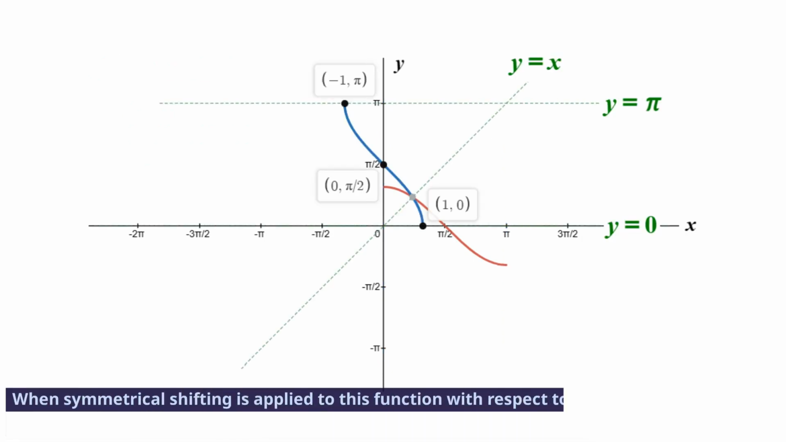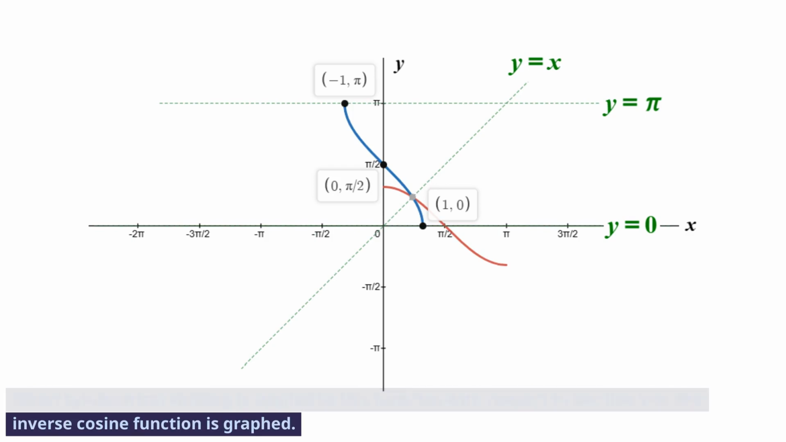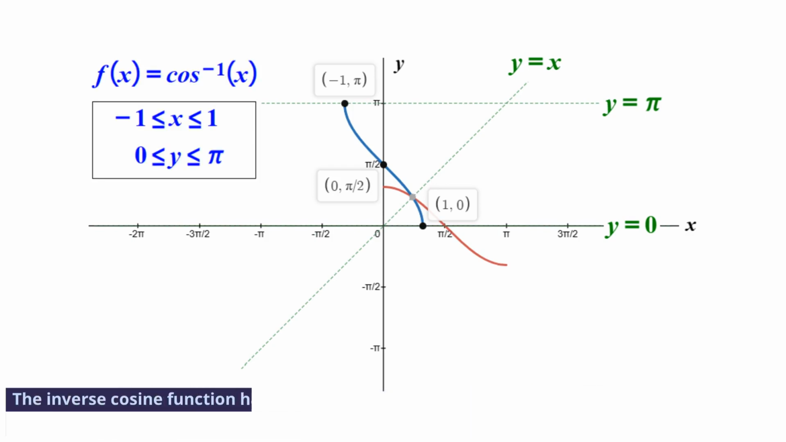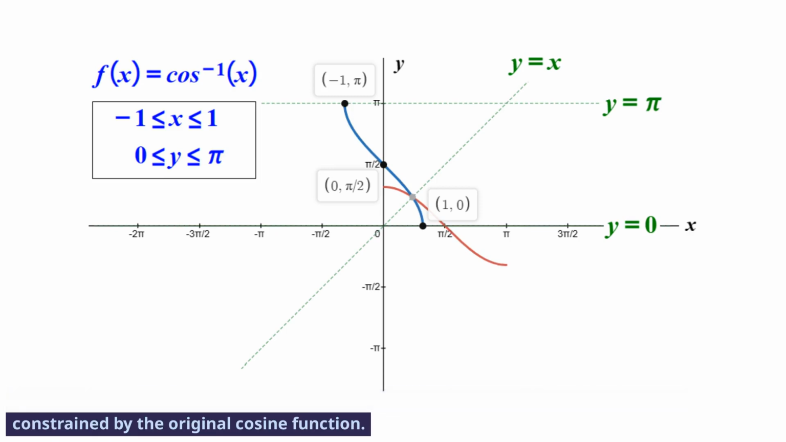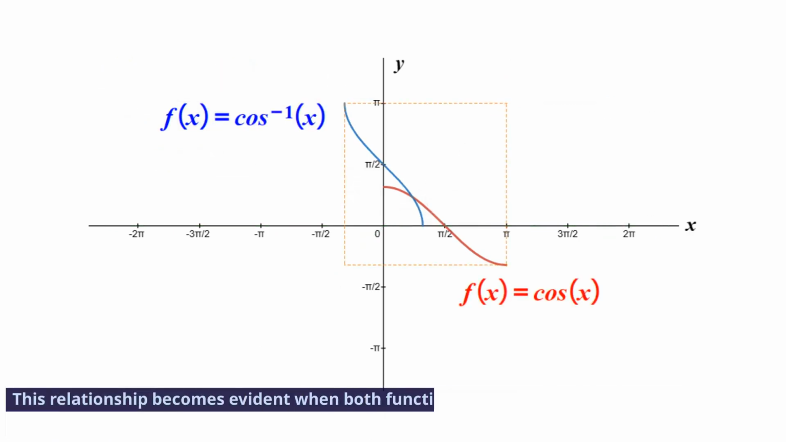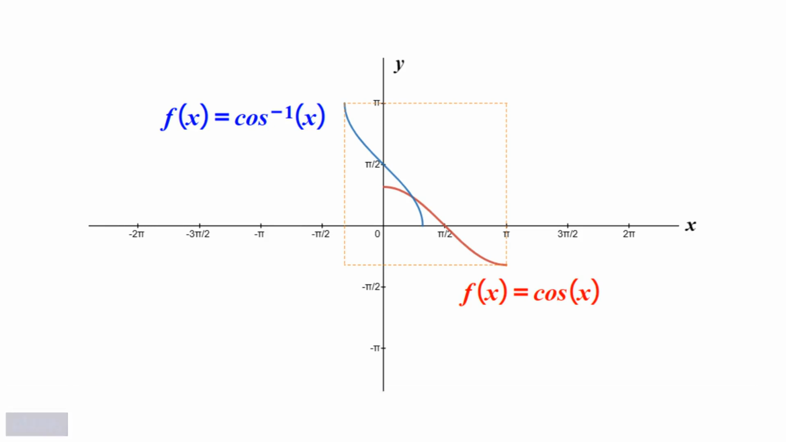When symmetrical shifting is applied to this function with respect to the line y equals x, the inverse cosine function is graphed. The inverse cosine function has a domain of [-1, 1], and a range of [0, pi], as constrained by the original cosine function. This relationship becomes evident when both functions are plotted on the same coordinate plane.